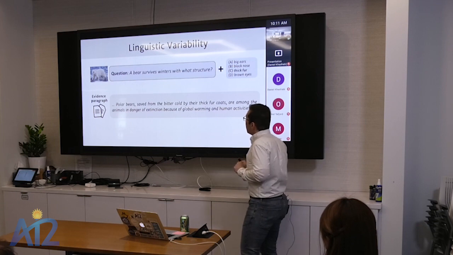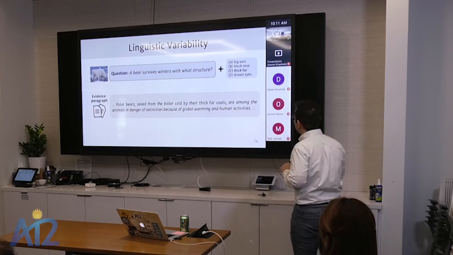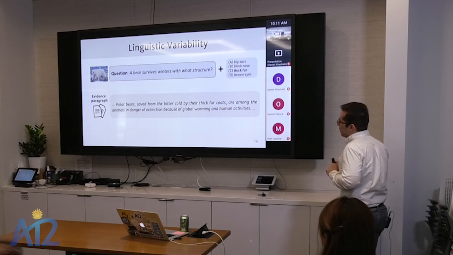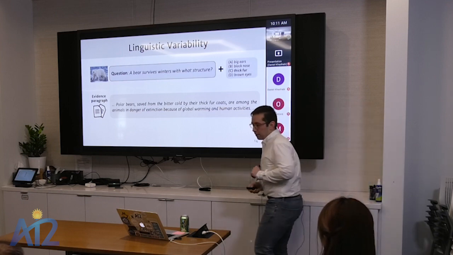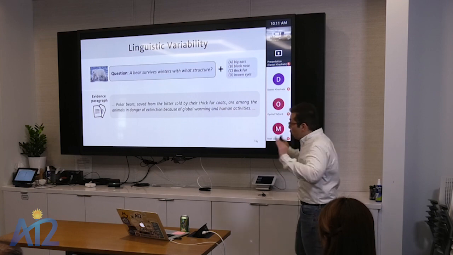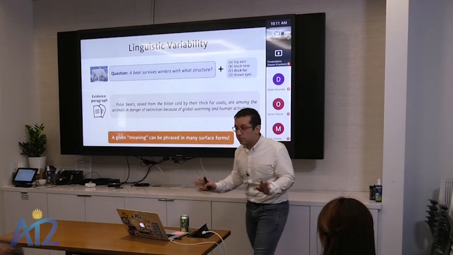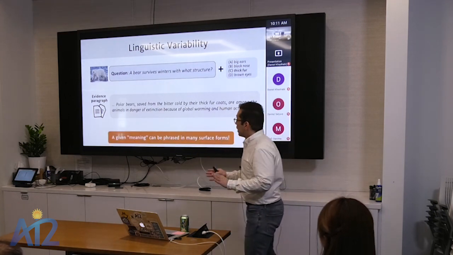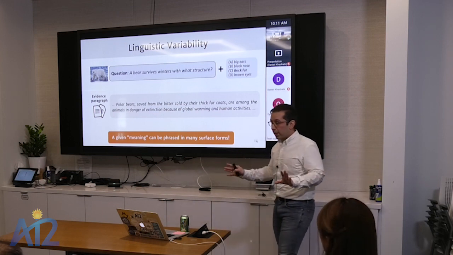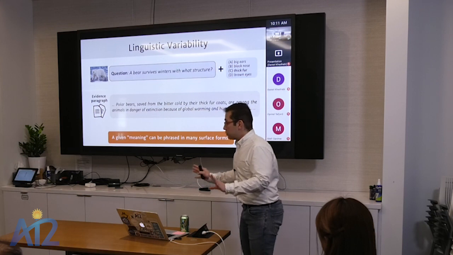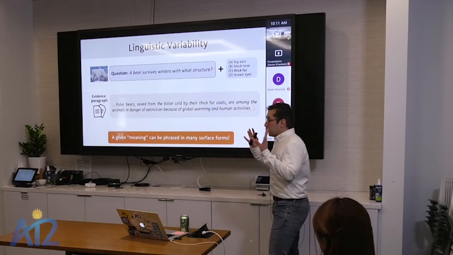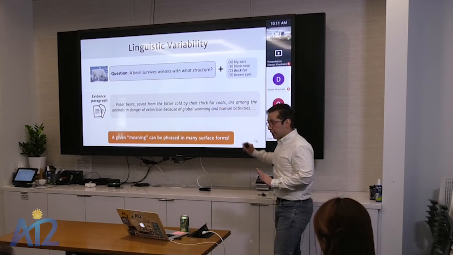Polar bears, saved from the bitter cold by their thick fur, are among the animals in danger of extinction because of global warming and human activities, and a couple of dots. The point here is that language is variable. A single meaning can be mentioned in many different ways. And if you want to create a natural language understanding system, it has to be ready to deal with the variability in natural language.